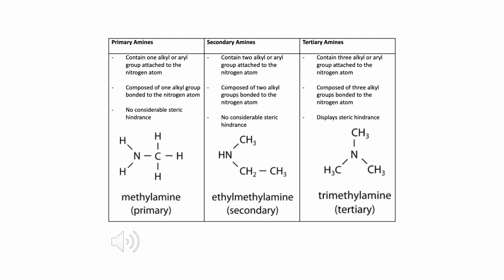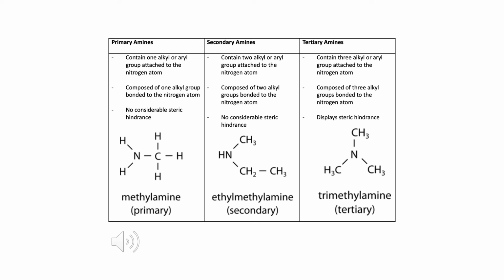Secondly, we have a secondary amine, which contains two alkyl groups attached to the nitrogen atom. It is composed of two alkyl groups bonded to the nitrogen atom. There is no considerable steric hindrance. This is ethylmethylamine, which is considered a secondary amine because we can see that it contains two alkyl groups attached to the nitrogen atom.